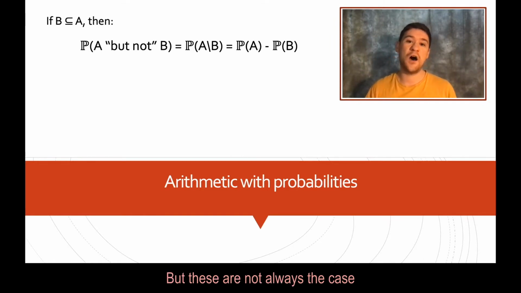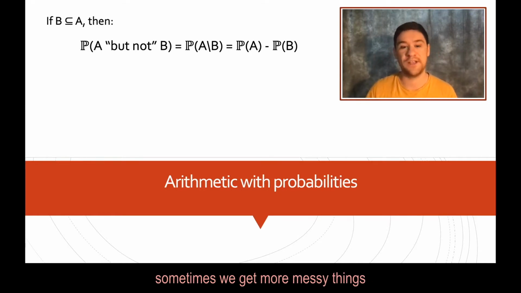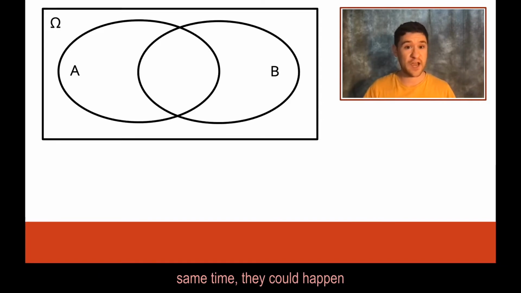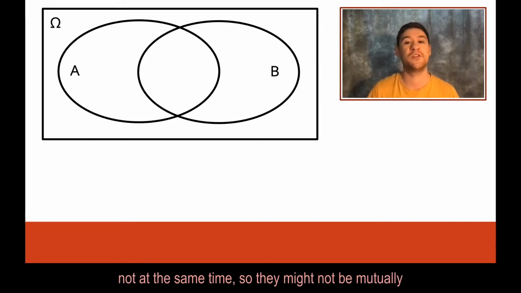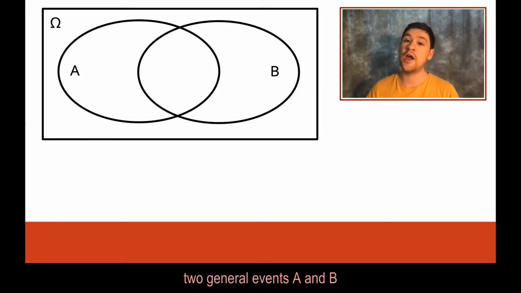But these are not always the case. We don't always have these mutually exclusive or subset events. Sometimes we get more messy things. So we have to start thinking more generally. So if we have two general events, and they could happen at the same time, they could happen not at the same time, so they might not be mutually exclusive, they might not be subsets of each other. Two general events, A and B.